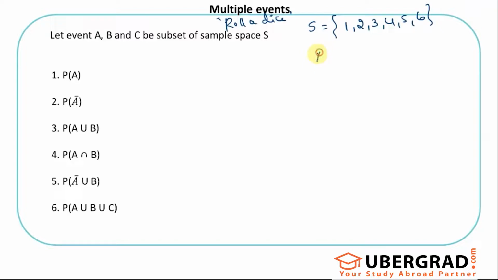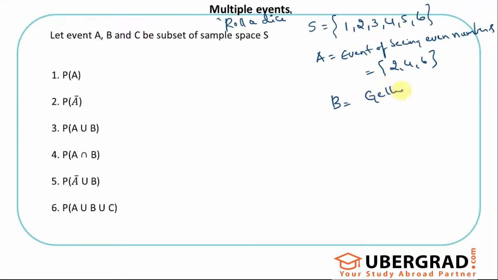So let me define A is an event, event of seeing even numbers, right? So what are the elements in this set? Even number when I roll a die, right? What is the chance of seeing an even number is something like that. 2, 4 and 6. Let me define event B is getting an odd number, right? So what is this event?